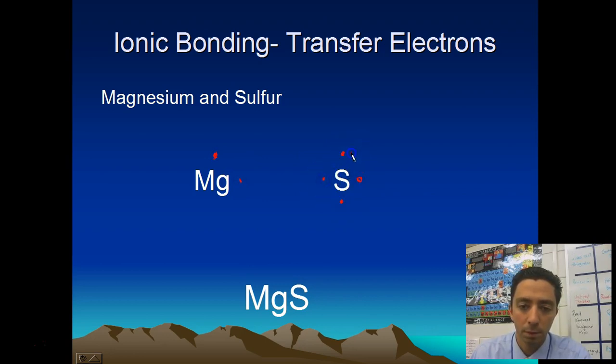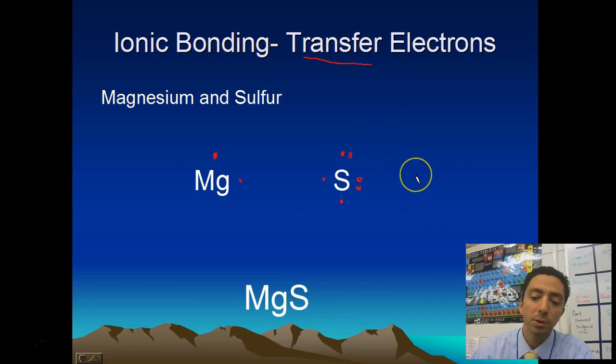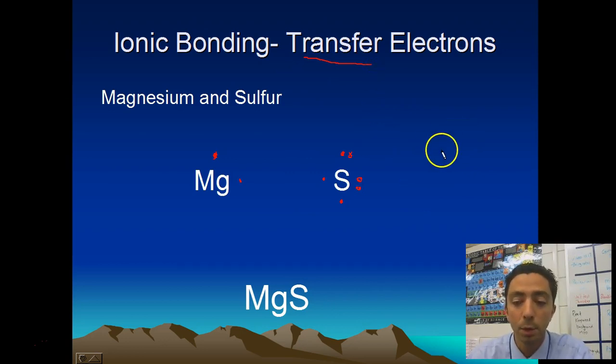4, 5, 6. And so now we're looking to transfer them. We're trying to move electrons here, and the way that they're going to move is to fill up that outer energy level. The easiest way for sulfur to fill up its outer energy level would be to gain 2. Notice we're missing 2 here. We've got 2 unpaired electrons. They each need a buddy, so we need to add in 2 more.